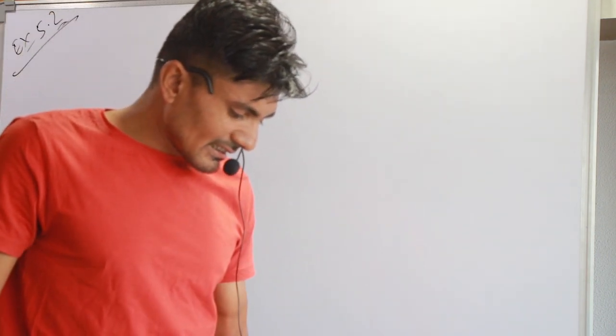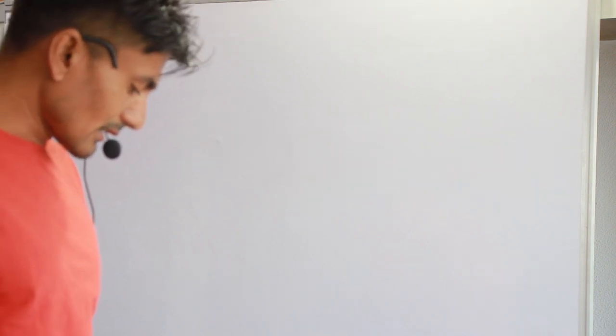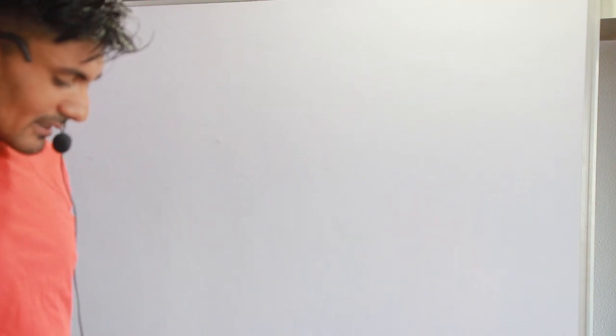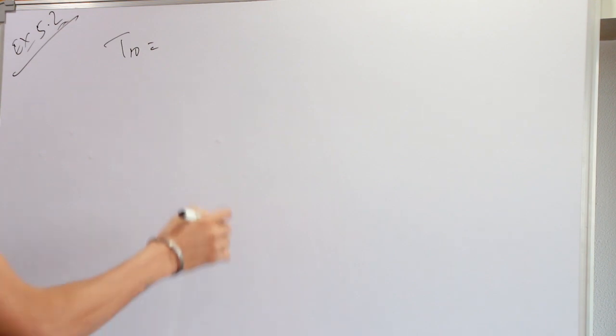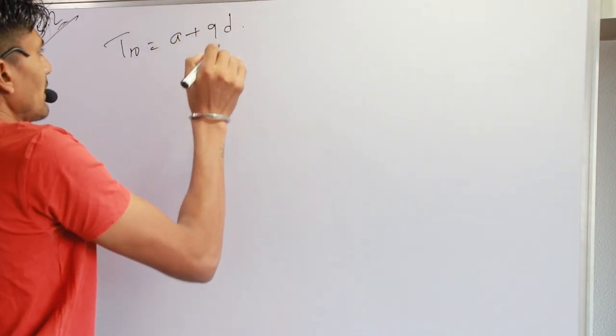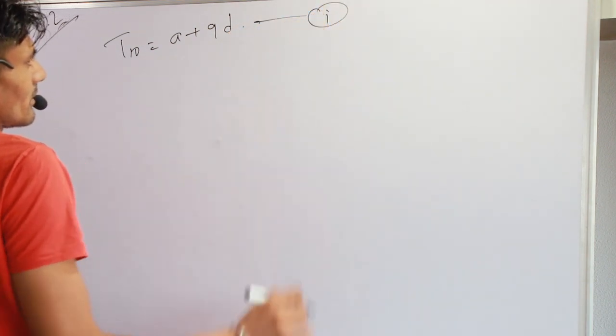Question number 10. The 17th term of an AP exceeds its 10th term by 7. Find its common difference. The 17th term, given in the question, they are saying the 17th term of the AP exceeds, मतलब बढ़ जाना, its 10th term by 7. So we have to write the 10th term. क्या है? T10 equal to how much? T10 equal to A plus 9D. That is equation number 1.